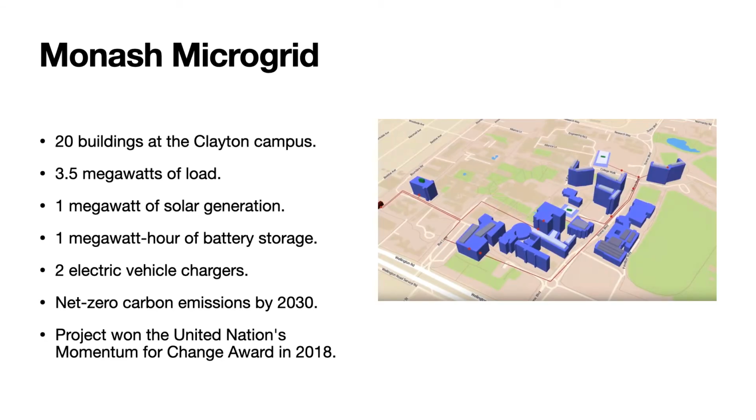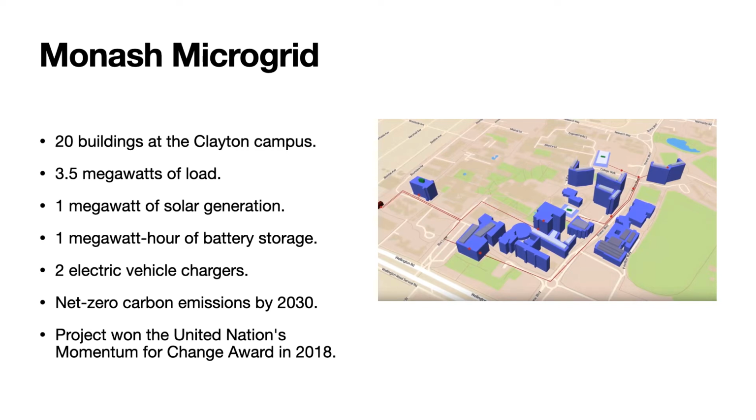This is the motivation for the study. On the right is a picture of the Monash Microgrid. This microgrid connects 20 buildings at the Clayton campus of Monash University. Some of these buildings are teaching spaces and some are student residences. These buildings consume up to 3.5 megawatts of power. It also has 1 megawatt of solar generation and 1 megawatt hour of battery storage. It also has 2 electric vehicle chargers. The electric vehicles can also serve as another battery storage and power the microgrid when they are sitting idle.